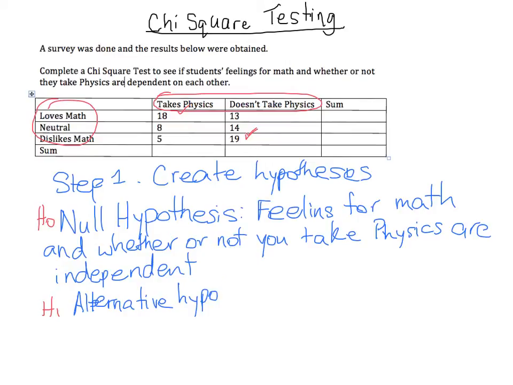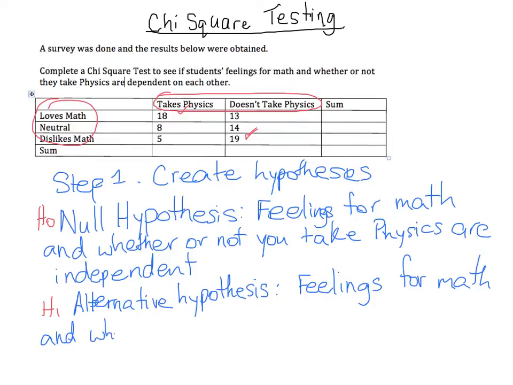Now, we don't know which hypothesis is true. We're going to do a test to find out which is true. So for now, we just have to state the hypotheses. We are not yet proving it. We're going to prove it later. So feelings for math and whether or not you take physics are dependent. Lots of writing here, but you can write along, take notes as we're doing this.